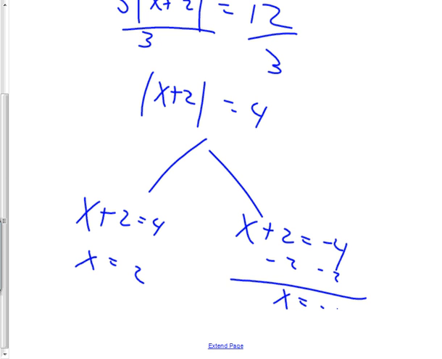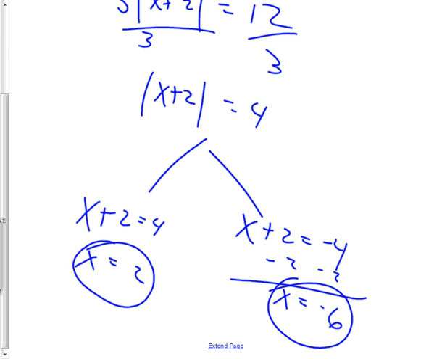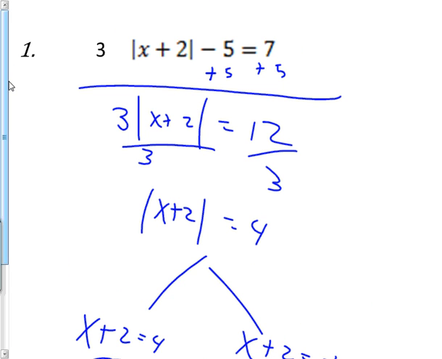X equals negative 6. Now, are there times when you might want to take the time, like your life depends on it, you want to make sure you're right? If that's the case, then you go back up and put these numbers in. See if 2 really works. Put a 2 there. What's the absolute value of 2 plus 2? 4. What's 3 times the 4? 12. What's 12 minus the 5? So did it work? Yes, it worked. And the negative 6 would also work.